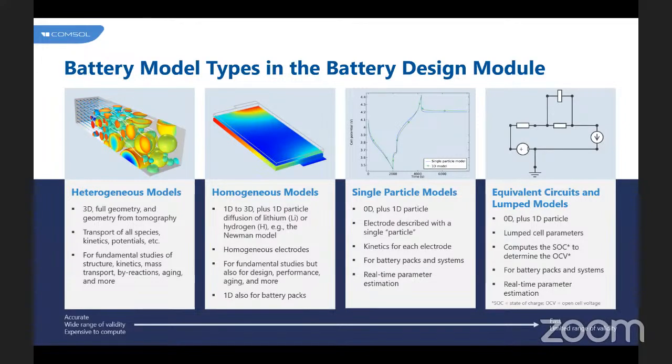If you want to model a battery pack with hundreds of cells, you cannot go with the first approach because it will take too much time and effort to simulate or get any meaningful data out of it. So then you typically go for the lumped models or particle models and so on. But when you are designing a single cell, you want to do it with heterogeneous or homogeneous detailed models. So it's a trade-off between accuracy and speed, depending on what you want to do. But all these models and approaches are typically available in different simulation tools.